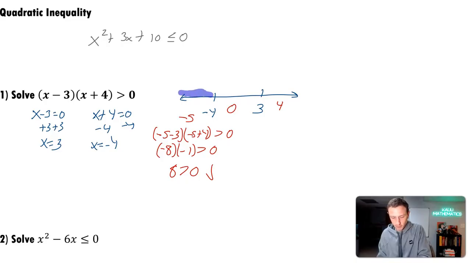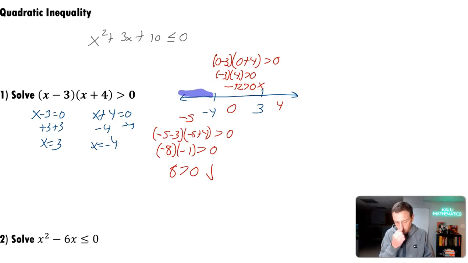So the numbers in this first region work. Let's check 0 for the region from negative 4 to 3. This is going to be 0 minus 3 times 0 plus 4 greater than 0. 0 minus 3 is negative 3, and 0 plus 4 is 4. A negative times a positive is going to be a negative, so negative 12. Negative is not greater than 0, so that one fails. That region is not a solution.